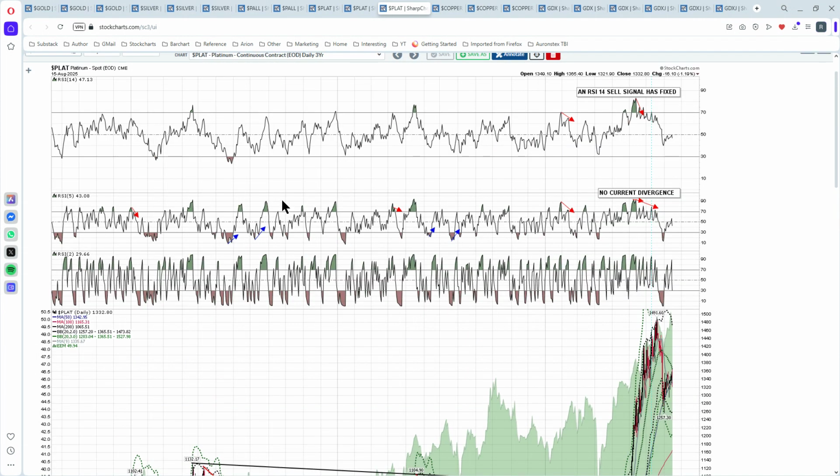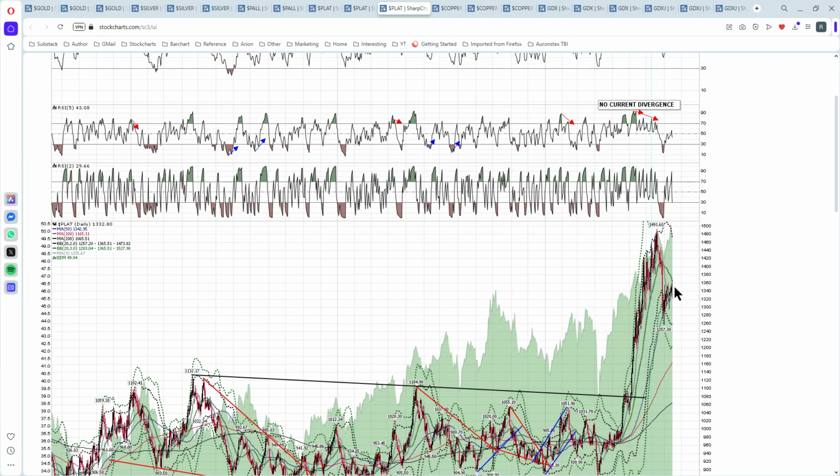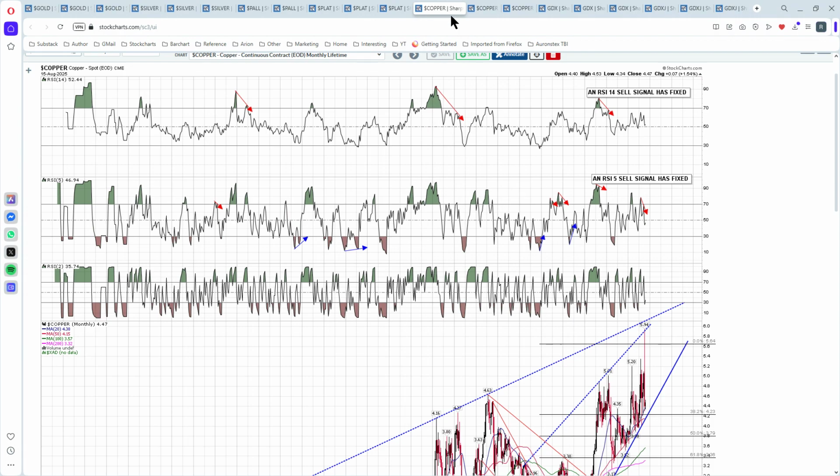On the daily chart, we've got an RSI 14 sell signal fixed, nothing on the RSI 5, but you can see this rally so far is ending at the daily middle band, and that may be as high as it goes. All right, looking at copper.